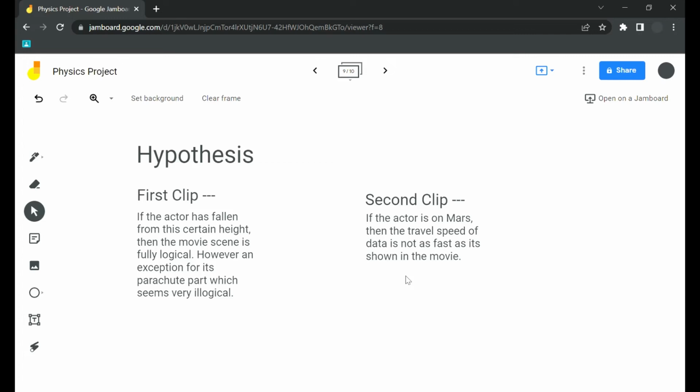Before we proceed to the calculations to test the movie clips using physics, I will state my first and second hypotheses for the first and second clips. For the first clip, if the actor has fallen from a certain height, then the movie scene is fully logical. However, there is an exception for its parachute part, which seems very illogical. For the second clip, if the actor is on Mars, then the travel speed of data is not as fast as it's shown in the movie.